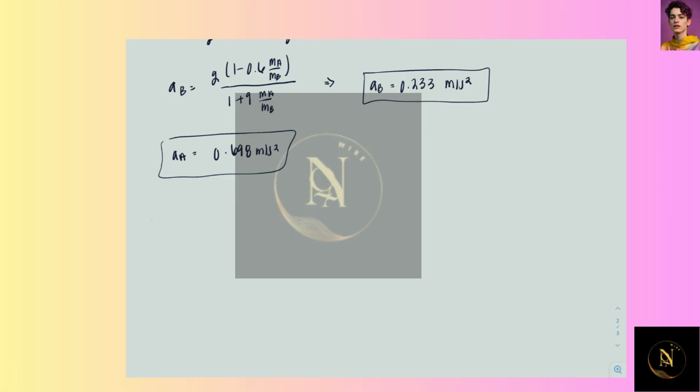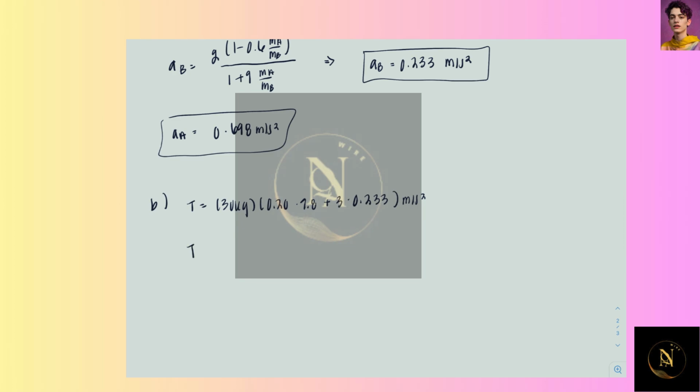Okay, and then for part B, we already have our equation where we can solve for tension force, so just plugging in our values. This gives us a tension of 79.8 newtons.